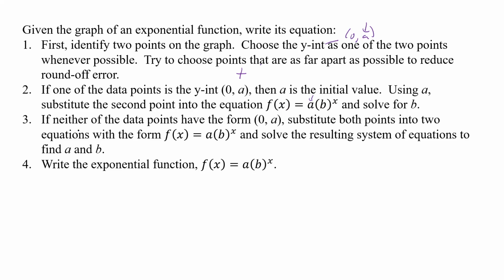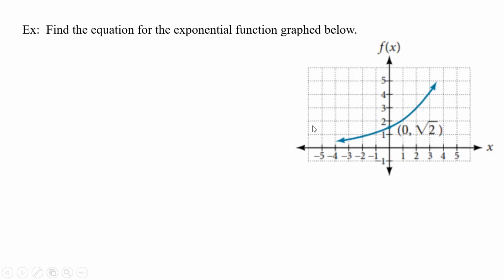But if neither of the data points have the form 0 comma a, then we're going to have to do like we did on another problem, where we plug in both points into the y equals a b to the x, and then we have to simplify and solve for b, and then solve for a and work our way down, and then we can simplify into our f of x equals a b to the x. Okay, so here's an example.